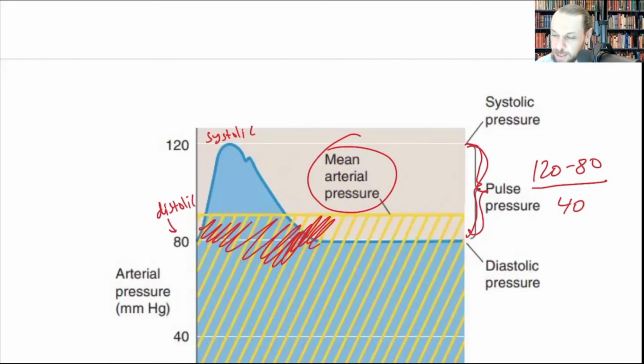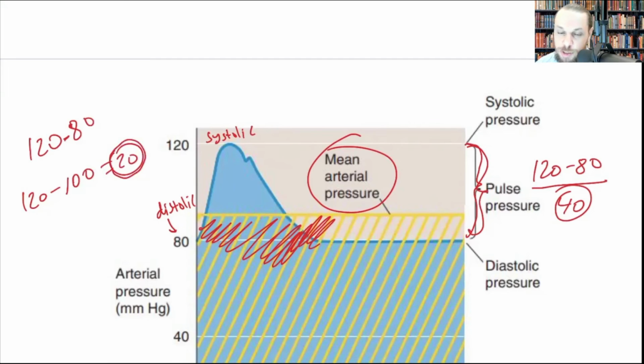Yeah, exactly. So let's say, instead of being 120 over 80, where you have the 40 difference, let's say it's 120 over 100. So now you have 20. So this is narrowing pulse pressure. Sometimes you'll hear the term widening pulse pressure, right? So instead of 120 over 80, let's say 120 over 60. So your pulse pressure is 60. So that's the widening pulse pressure.